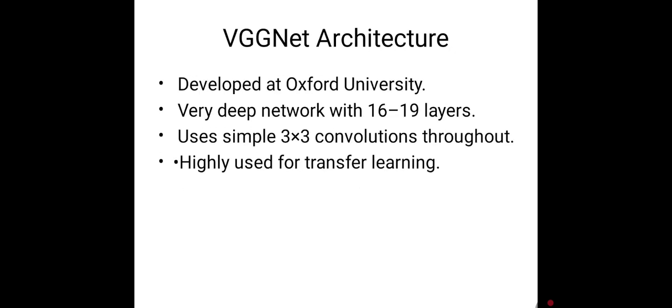Next is the VGGNet architecture. VGG, developed at Oxford University, focuses on simplicity. It uses only 3x3 convolutional filters but stacks them to create very deep networks, that is 16 or 19 layers. The VGG architecture is also highly popular for transfer learning, as its feature extraction capabilities generalize well across different tasks.